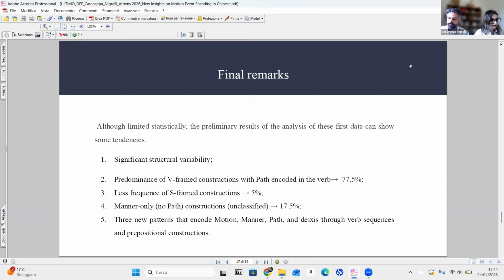Overall, despite the statistical limits of the present case study, the findings suggest that Chinese is characterized by both a strong structural tendency and a significant degree of internal variation that defines needs for further investigation.